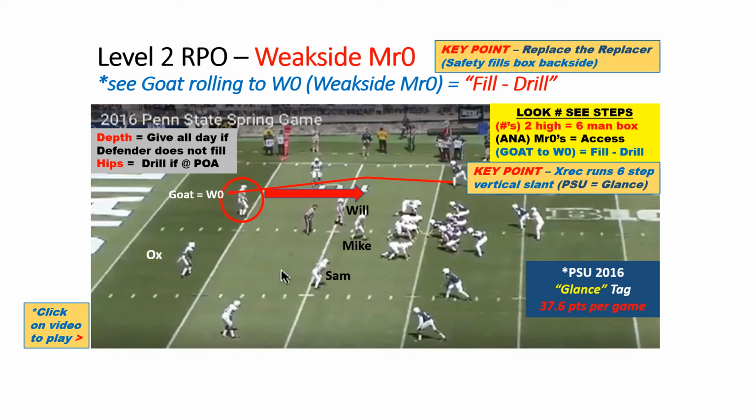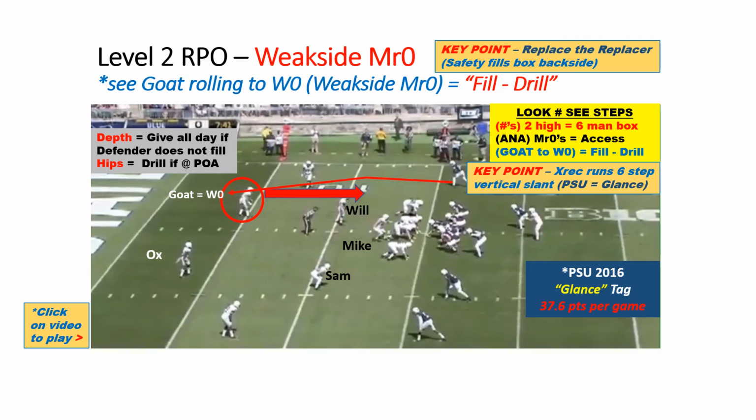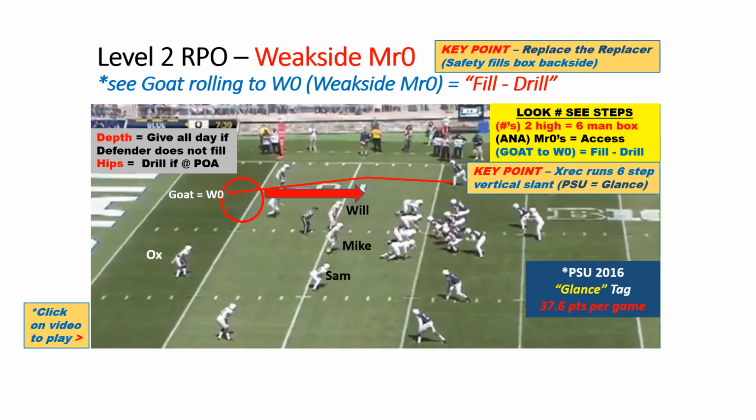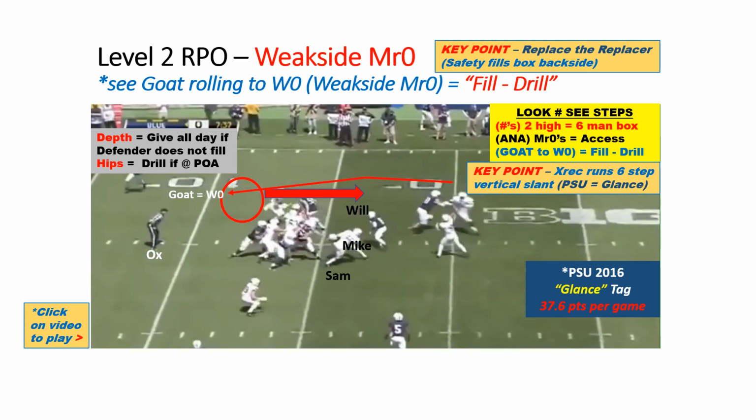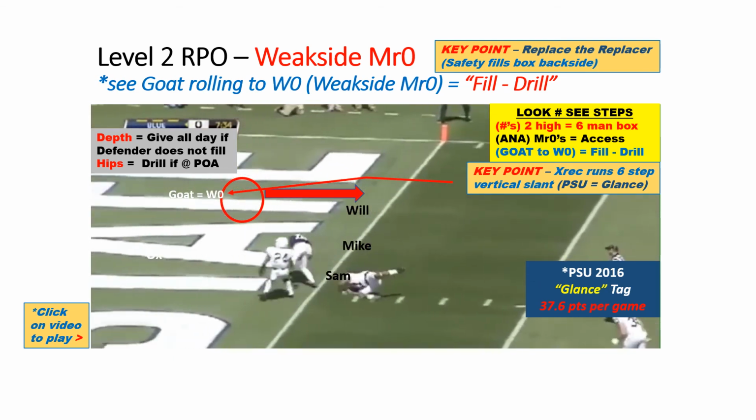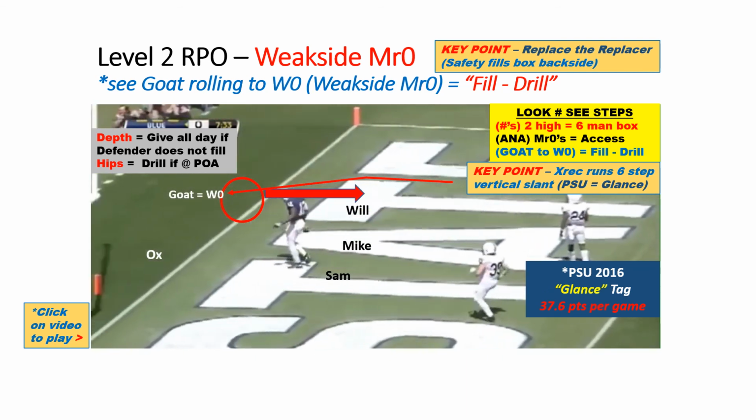What's going to happen here is there is no weak Mr. Zero, so it becomes that backside safety, which we call the goat. He rolls on down pre-snap, and then he becomes our read key. He fills, the quarterback will do his rocker technique and then drill the X receiver for a touchdown on the glance route. So here we go. You can see the safety rolling down, he fills, rocker back, 6-step, skinny slant, touchdown.